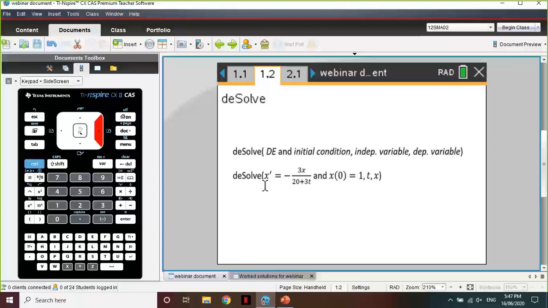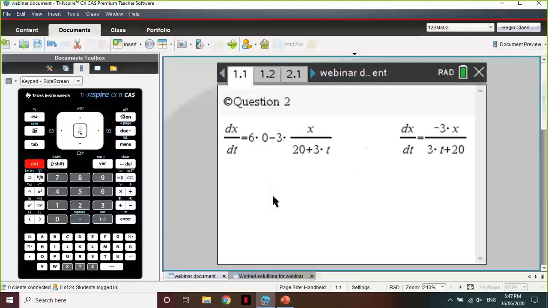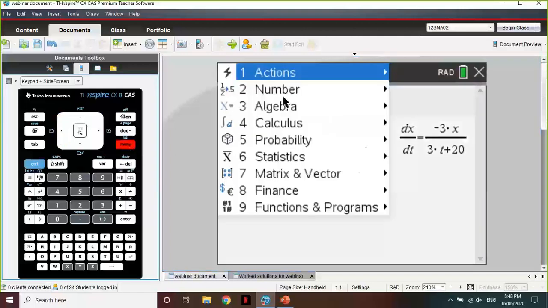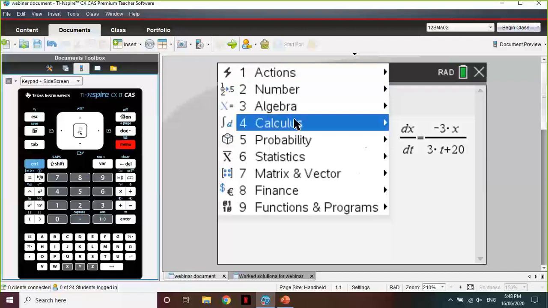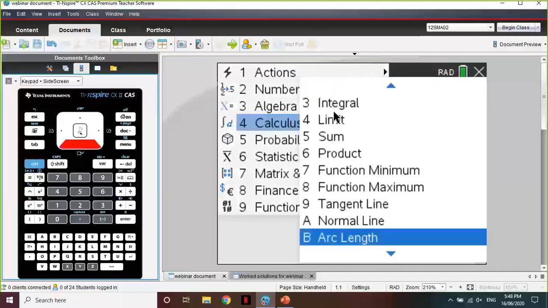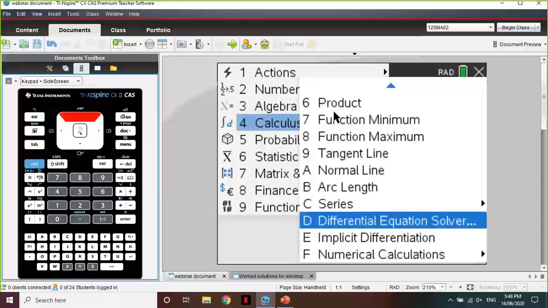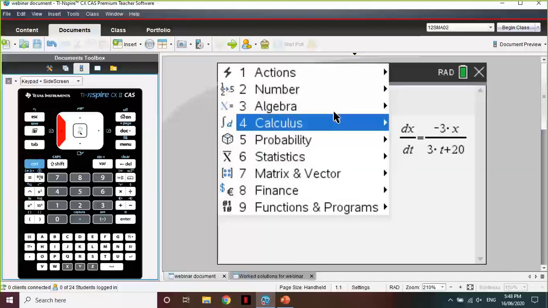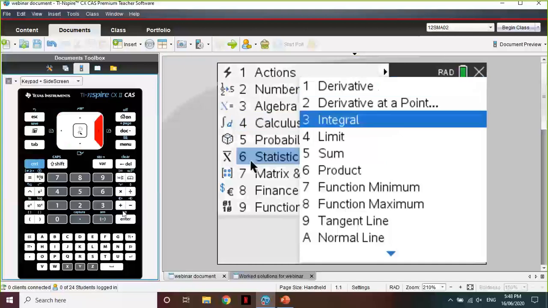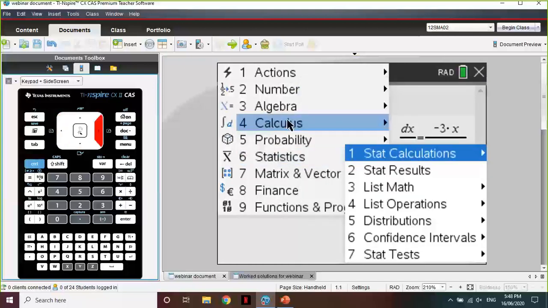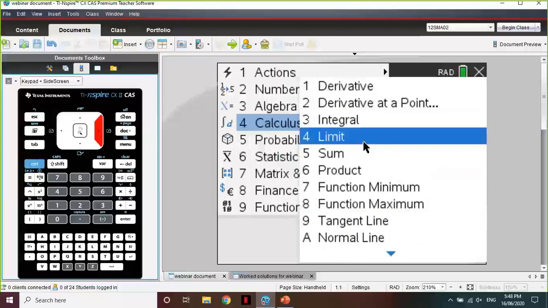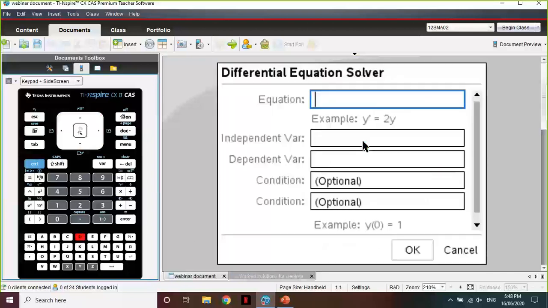So we had the dx/dt. The way we represent that using D in the CAS is x prime. So to get our DE solve, we can go to menu, calculus, and then all the way at the bottom of our menu, D for DE solver. A neat little shortcut is that once we get in the calculus menu, if we press D on our keypad, whoops, once we're in there, we press D, it'll take us straight to the DE solver.